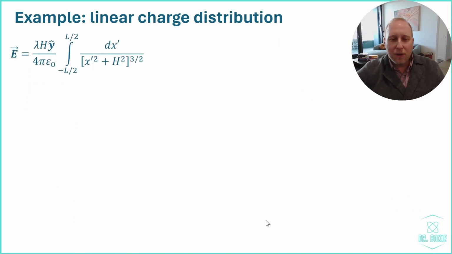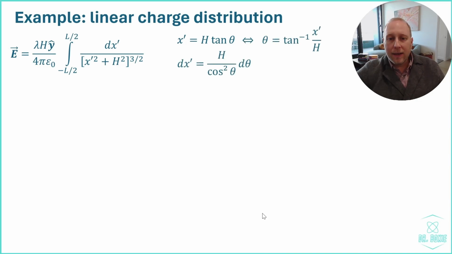The trick to solving this integral is the following substitution. We introduce a new integration variable, namely theta, and we define it in the following way. X prime is equal to h tan theta, and therefore theta is equal to the arctangent of x prime divided by h. And additionally, dx prime is equal to h times the derivative of tan theta, which is 1 over cosine squared theta d theta.